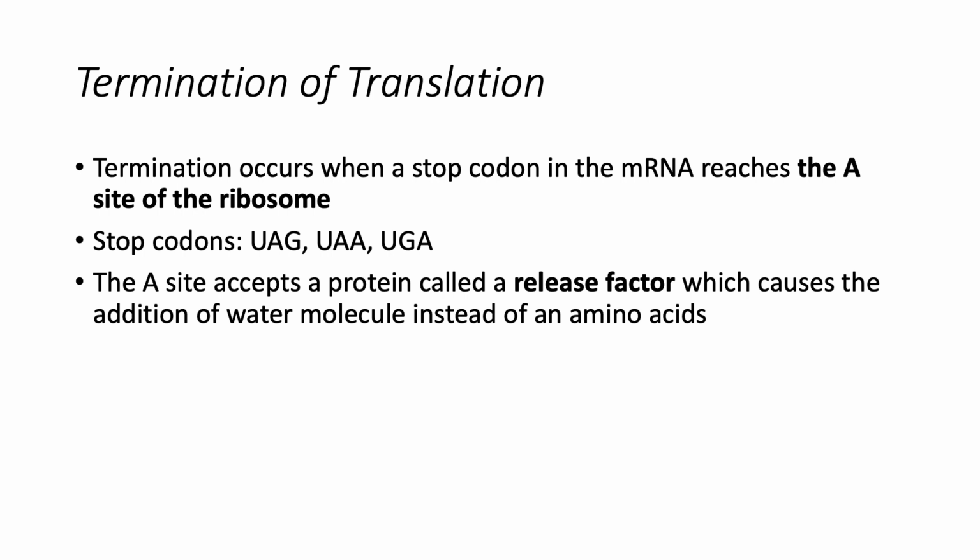Next to elongation is termination. So the termination of translation occurs when a stop codon in the mRNA reaches the A site of the ribosome. So the stop codons are the following: UAG, UAA, and UGA. The stop codons do not code for amino acids, but instead act as signals to stop translation.